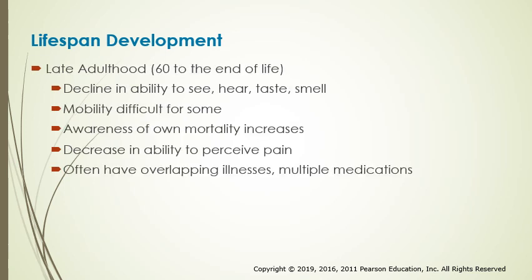And finally, we move on to late adulthood, which is 60 years old to the end of life. Your hearing, taste, and smell continue to deteriorate. It gets harder for some people to get around. You'll see a lot of canes, walkers, wheelchairs, things like that. They may be more aware of their own mortality. They may not be able to perceive pain as well as younger generations, and they often have multiple illnesses and take a lot of different medications.